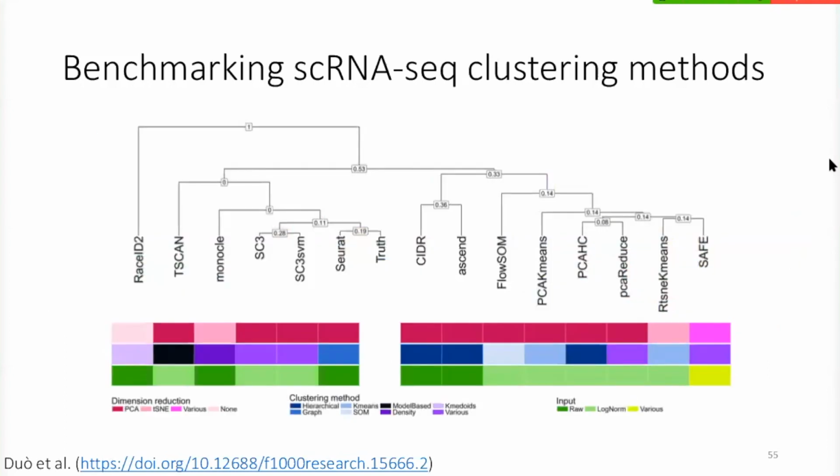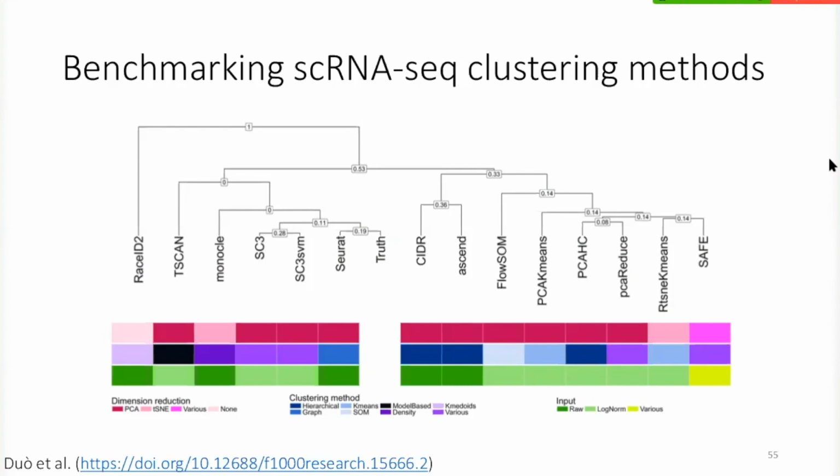This is how these methods are similar to each other based on the underlying methods. Like the top thing is what type of dimensionality reduction method they use, and red is PCA. So you see PCA is quite common. Some of them use TSNE, for instance. This is based on what clustering method they are using. So is it a graph-based or hierarchical or whatever? So you see quite some variation.